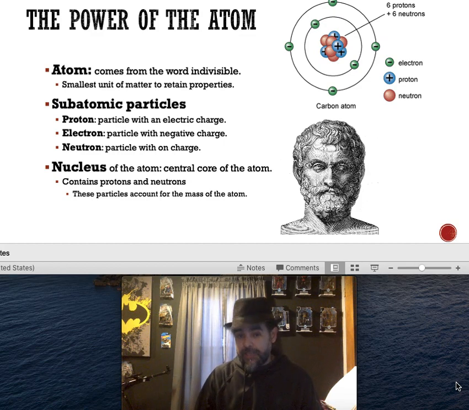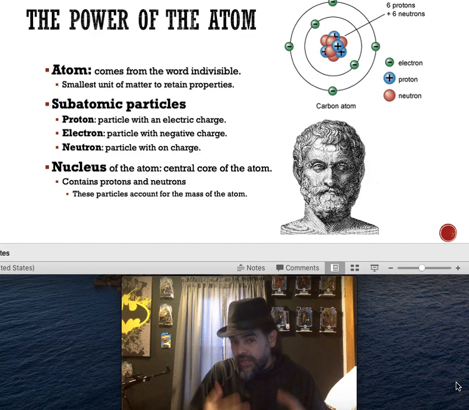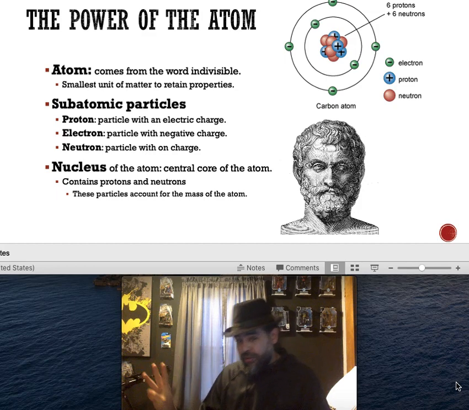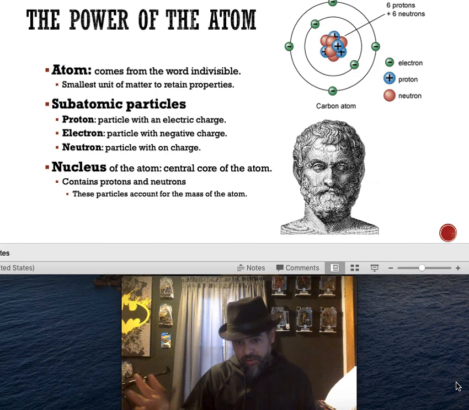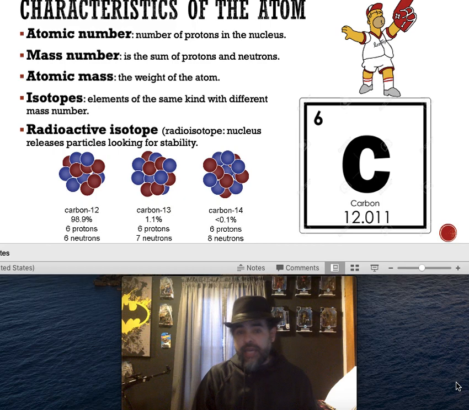around this nucleus. So what is inside of a nucleus? Inside of the nucleus, we're going to find the protons and the neutrons. And it is these two particles that are responsible for most of the weight of the atom. So when we think about atoms, we're going to think about three things, those three fundamental or subatomic particles. And in order to define them, we're going to think about their charge. That's what we want to remember about the atom.